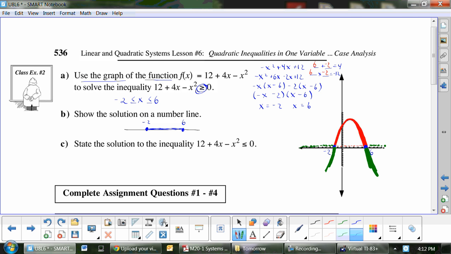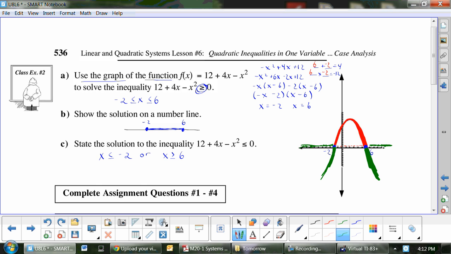And so because we know that this happens at our x-intercepts, is where the change happens, we say, okay, when x is less than or equal to negative 2, or when x is greater than or equal to 6. Okay, so when x is less than negative 2 or greater than 6, we know that the result will be negative y's.